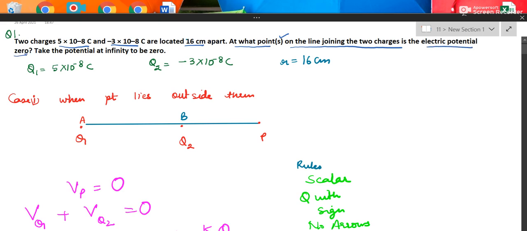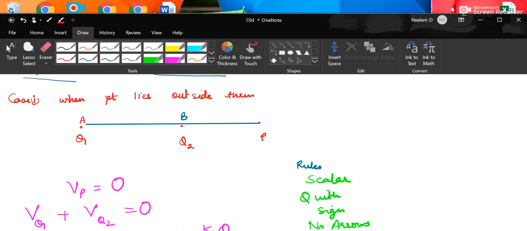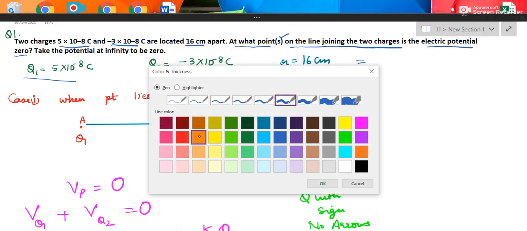This is the question. So we'll be noting down the charges. You can see this is Q1, this is Q2, with sign I have noted down. Distance is 16 centimeter. You can change into meters if it is required. If it is not required, let it be.